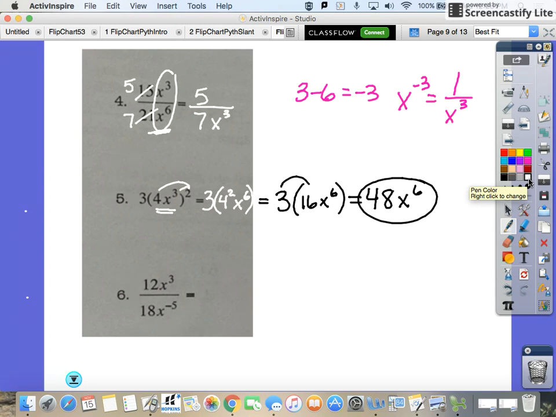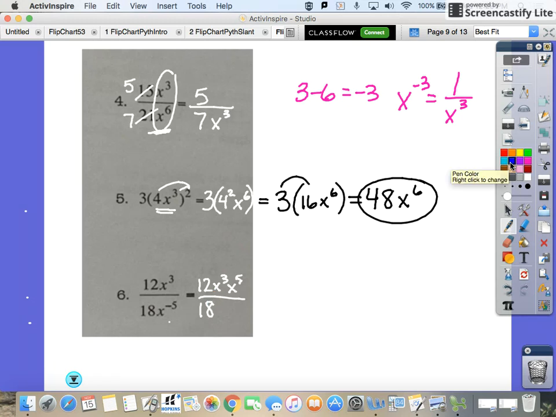Our last example, before I do anything with the numbers, I see a negative exponent right here. So what I would do is I would just rewrite that in the numerator. Again, if the power is negative, or if the exponent's negative, move it and make it positive. So we would have 12x cubed and then x to the positive side. Sorry again. And then we'd have 18 on the bottom.